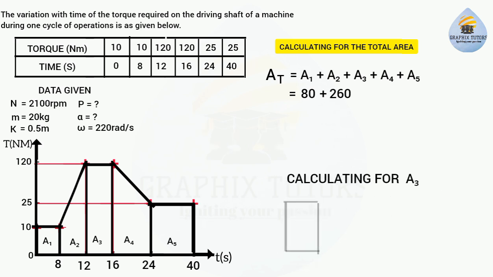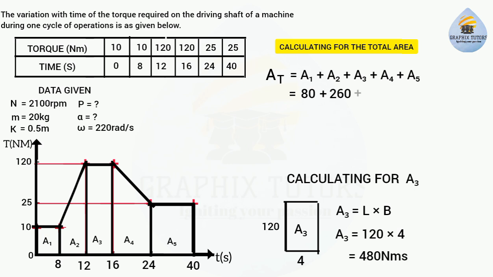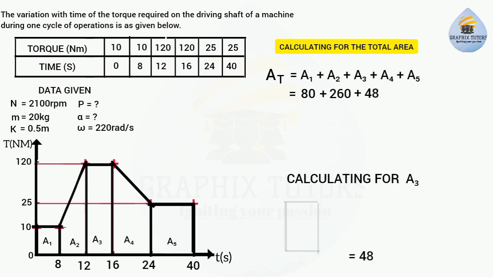Calculating for A3, which is area 3, the length is given to be the difference between 12 and 16, which is 4, and the height is given to be 120, right? So the area of the rectangle is length times the height here, and that will give me 120 times 4, which is 480 Newton meter seconds.